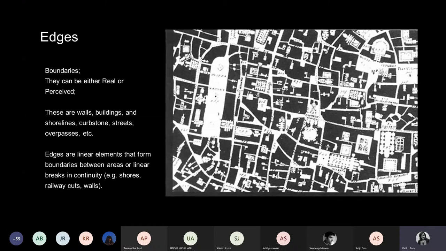But most of the time, we also perceive certain boundaries in an area. So when we say they are real, it means that they could be defined by certain physical elements. Like in Shahjahanabad's case the wall could be the physical element, or the pathway itself could be a physical element. The water body or railway lines or any natural feature, the edge of the hills. So these physical elements usually define the boundaries.